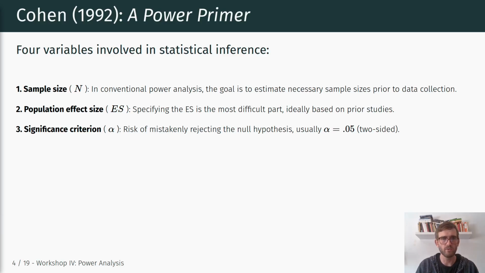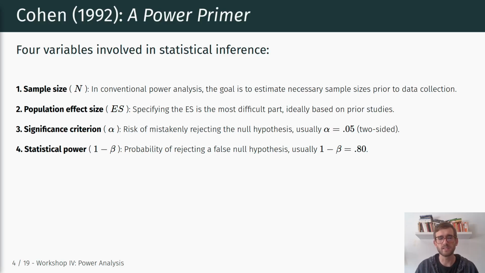The third component of power analysis, or the third component of any exercise in statistical inference, is the significance criterion. Right. So this is the risk of mistakenly rejecting the null hypothesis, and usually the standard cutoff is of course p smaller or equal to 0.05 in a two-sided test. Right. So we usually set the significance criterion at 0.05.